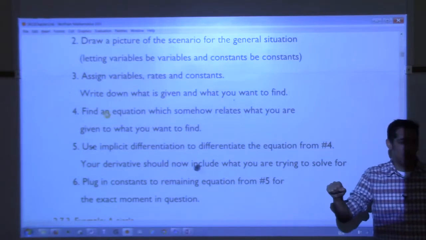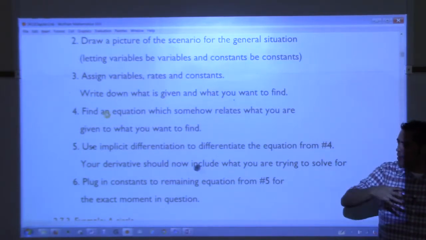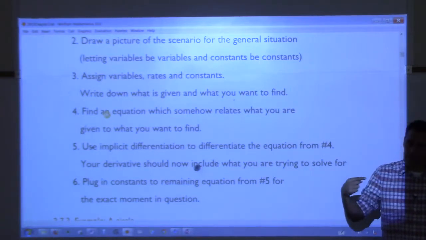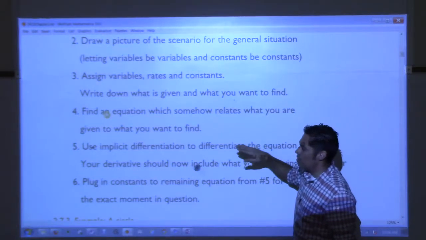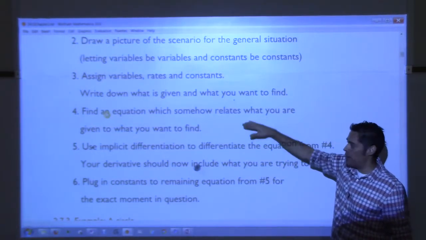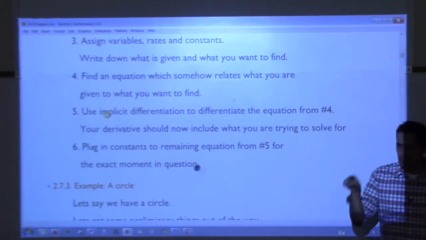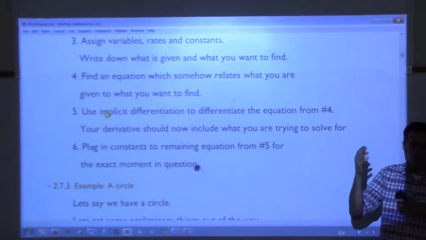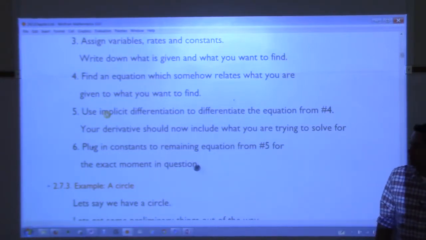We need to come up with that equation. So like PV equals nRT or area equals pi r squared, we have to come up with that equation. That's never going to be given to us. And then we're going to use implicit differentiation and differentiate the equation that we came up with, and then we're going to plug in all our information to solve. It's like we plug in the x and the y to find the slope of the tangent line. We're going to plug in all the things we know to figure out the answer.